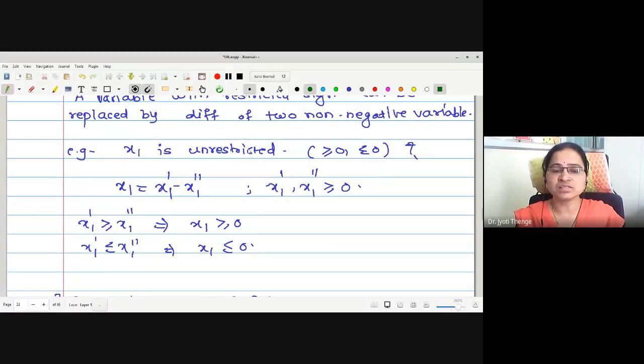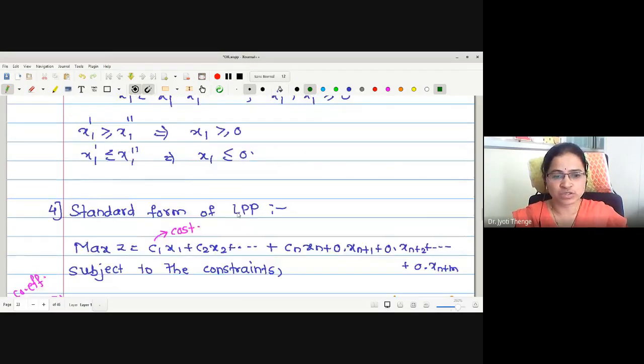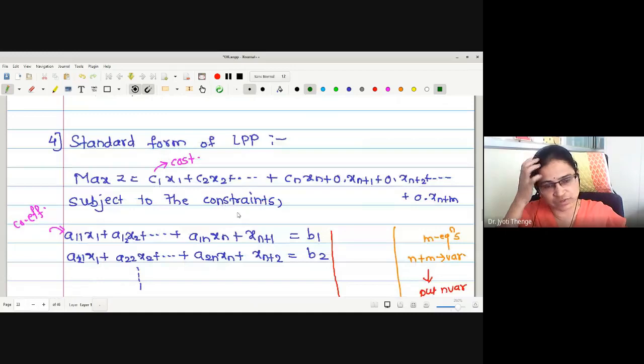So the unrestricted variable can be replaced by the difference of two non-negative variables. For example, here we have written x1 is unrestricted, where we have replaced x1 with the difference of x1 dash and x1 double dash. Therefore, if x1 dash is greater than or equal to x1 double dash, the value will be non-negative. If not, it will be non-positive. Therefore, depending upon the values, we will get the result.